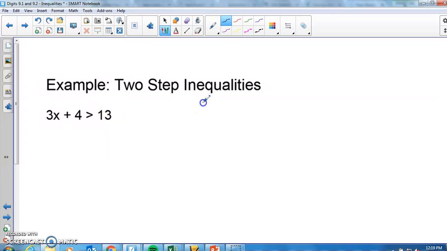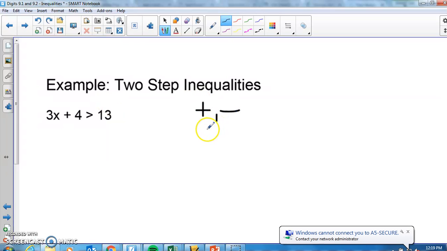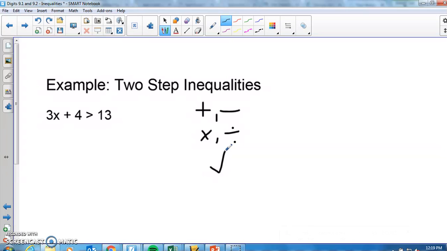Now this is a two-step inequality. Again, take care of adding and subtracting first, and then multiplying and dividing second. Then we check our work. And again, it works the same exact way. So here's my variable on the left-hand side. I've got to get rid of this 4 first. So I'm going to do minus 4 since that's a plus or positive 4. Balance it out by doing the same thing over here. Positive 4 and negative 4 cancel out. So I drop down the 3x. I drop down the greater than sign. 13 minus 4 is 9.